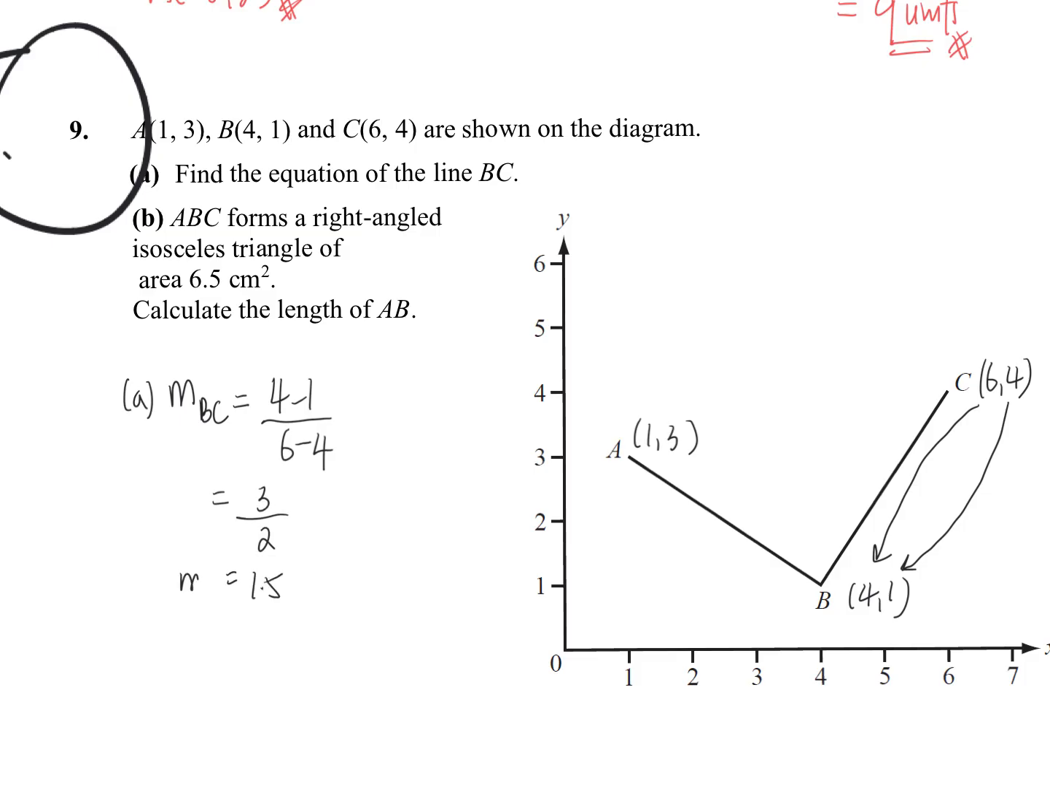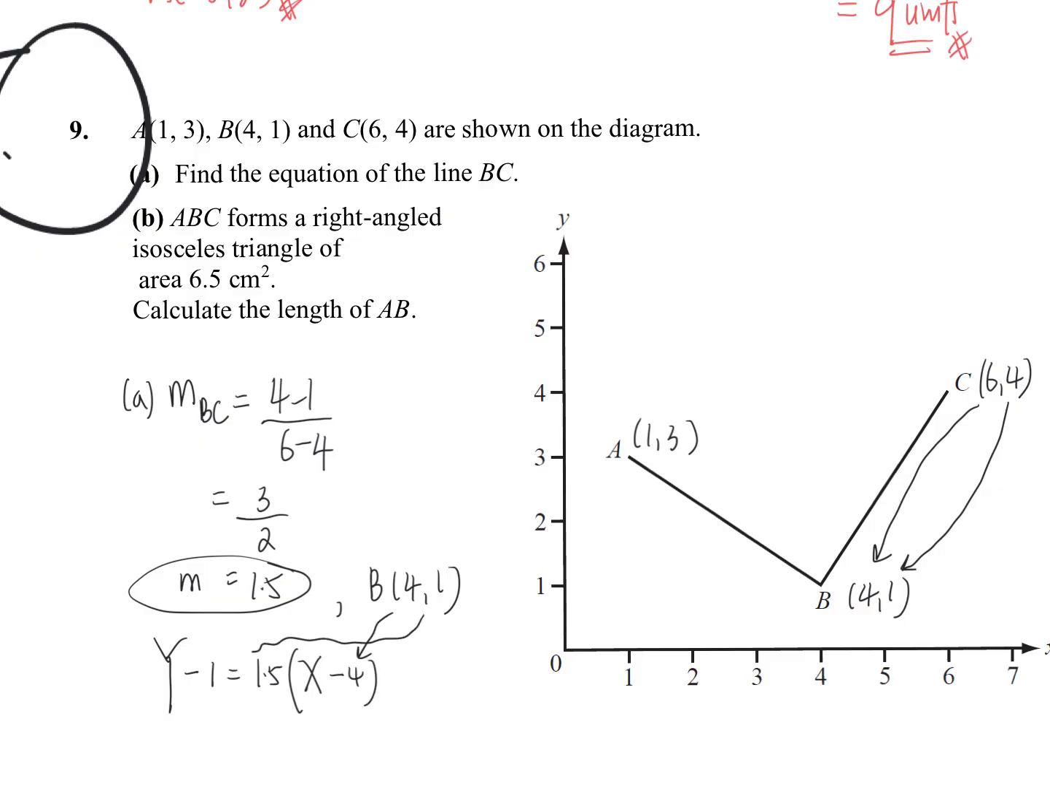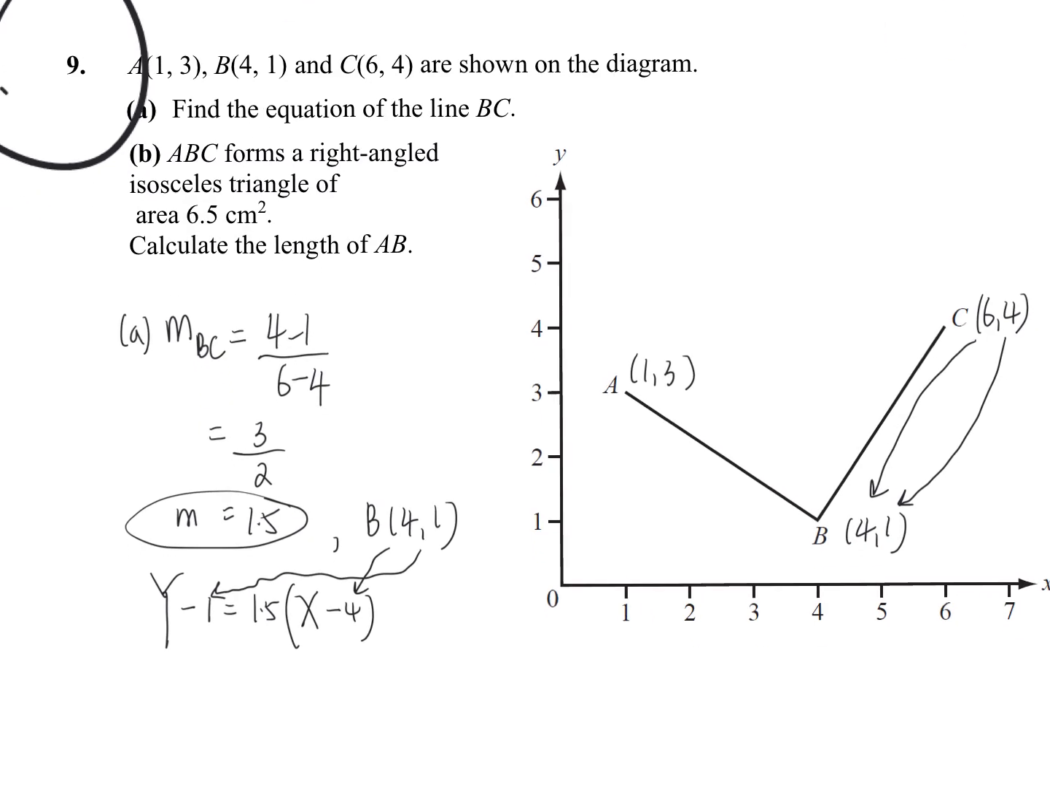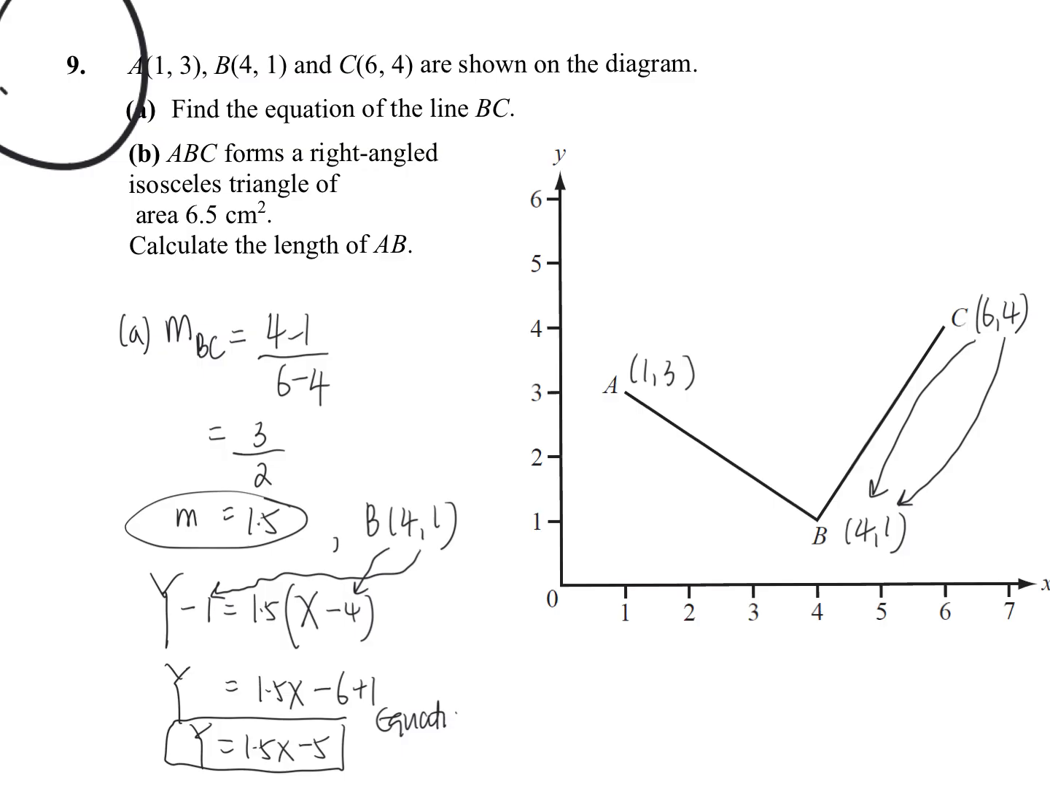Okay, so once I know the gradient, I choose 1 point. So let's say I choose 4 and 1. So I use the formula big Y minus small y equals gradient times big X minus small x. So the X and the Y is taken from here. So I just simplify, I get my equation directly. So my equation is y equals 1.5x minus 5. So this is my equation of BC.